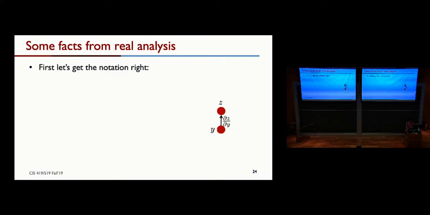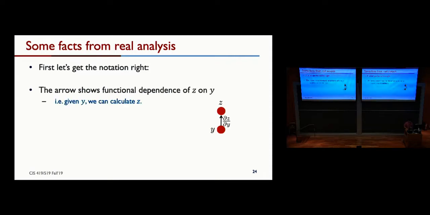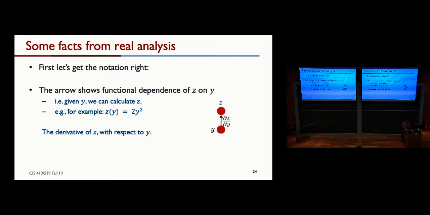Before that, imagine this is a function from y to z. Okay, so y is an input, z is the output. That arrow represents a function. So for any given value of y, you would be able to compute the value of z, right? For example, z could be 2y squared. And you would also be able to compute the derivative of z with respect to y, right? What would that be in this case? 4y. That tells you that if you increase y, z would also increase. The sign of that would tell you that.